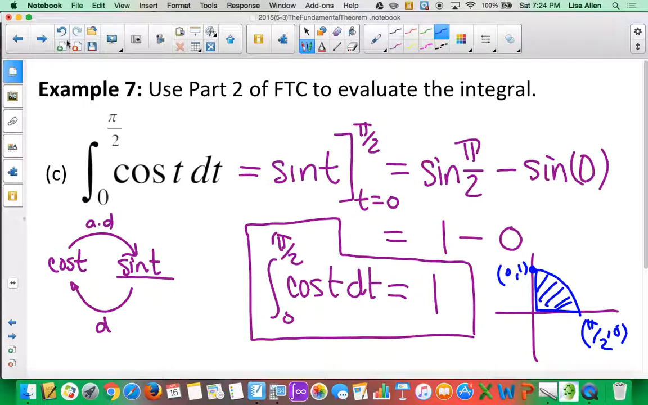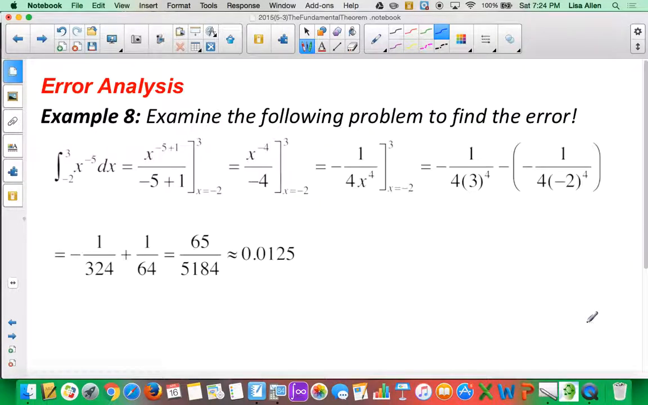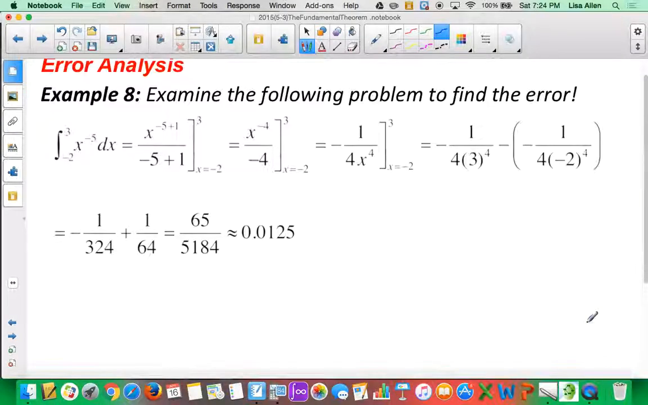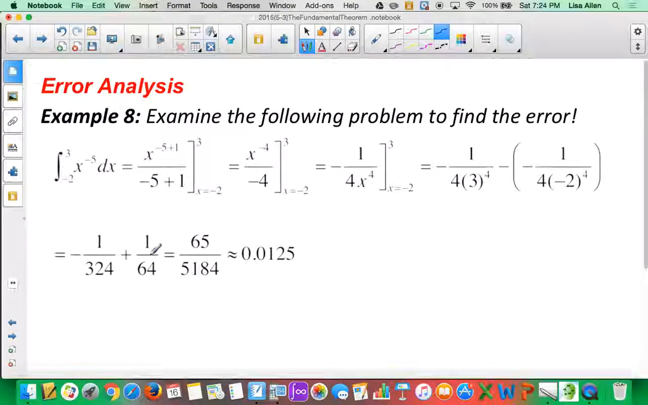Okay, so let's try example 8. Example 8, examine the following problem to find the error. So pause and see if you can determine what the error is in this problem. Okay, and I'm hoping you found it, but I'm not sure that you did because all of the math looks correct. So here's the problem.